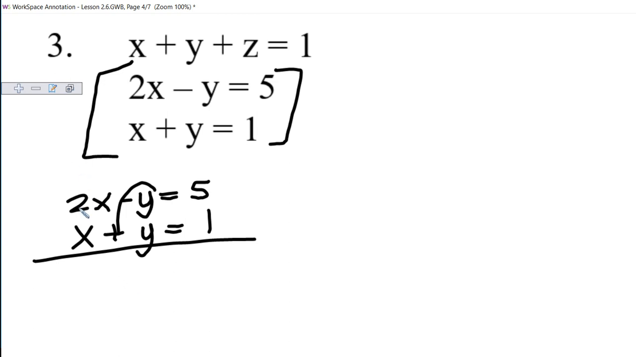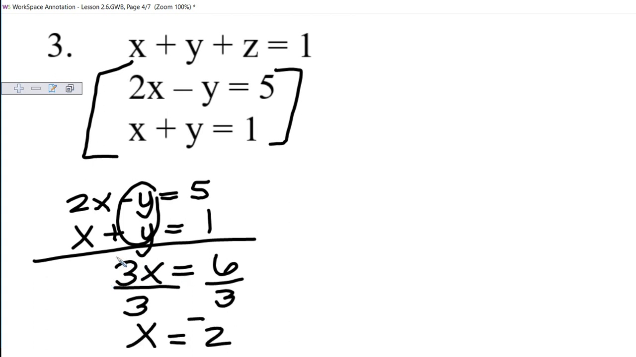Combine your x's. What's 2x plus 1x? 3x. And 5 plus 1 is 6. Divide both sides by 3. What is x? 2. There's a third of the answer. Now to find the y, do I want to use equation 2 or equation 3? 3.